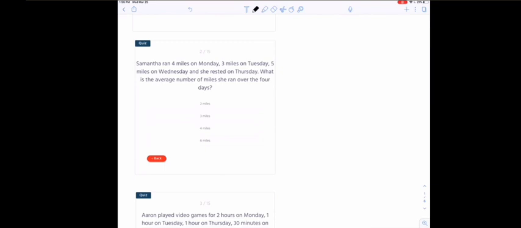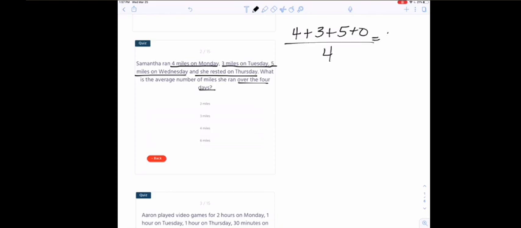It says, Samantha ran 4 miles on Monday, 3 miles on Tuesday, 5 miles on Wednesday, and she rested on Thursday. What is the average number of miles she ran over the 4 days? So 4 miles on Monday, 3 miles on Tuesday, 5 miles on Wednesday. She rested on Thursday, which means 0 miles on Thursday. So we have 4 plus 3 plus 5 plus 0, and we're going to divide it by 4, and that's going to give us our average.